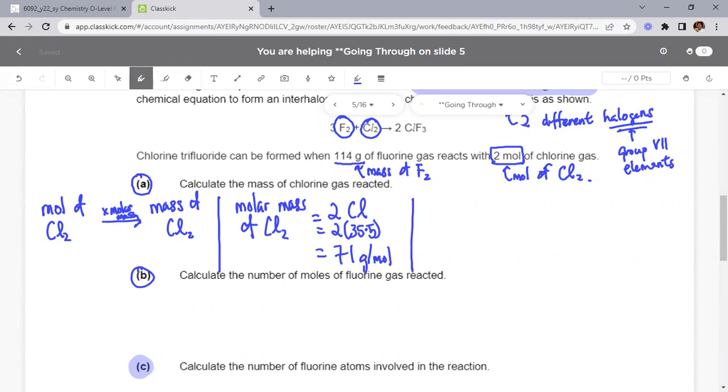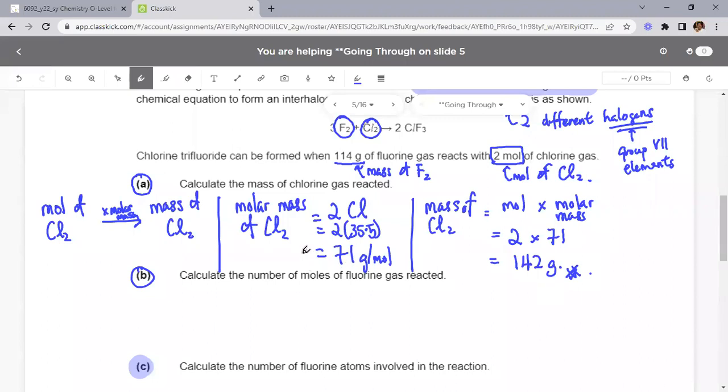To find the mass of Cl2 now, take the mole multiplied by the molar mass. I know that there are 2 moles of chlorine, and the molar mass is 71. Therefore, the mass of chlorine reacted will be 142 grams. Please make sure you got the answer. If you don't get it, make sure you know where your mistake is. If you need to clarify the doubt, please feel free to text me and drop me a message.